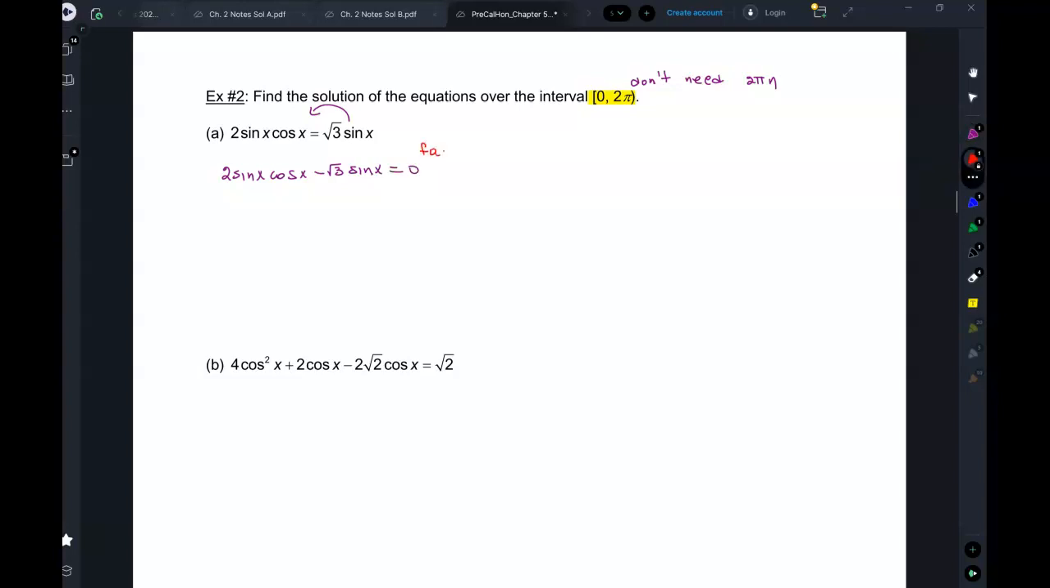And now we're going to factor a sine x out, just like we did in yesterday's homework. So let's remind ourselves. When you factor anything out of an equation, it's like you're mentally dividing each term by the thing you factored out, right? So if I factor out a sine x from this term, it's like I divide by a sine x and I only have 2 cosine x left.